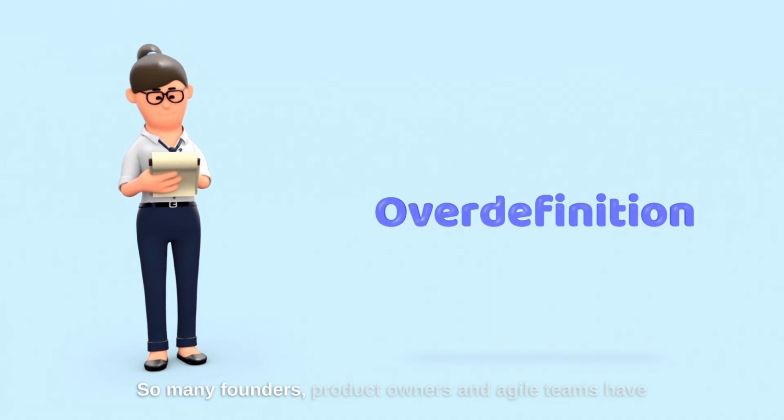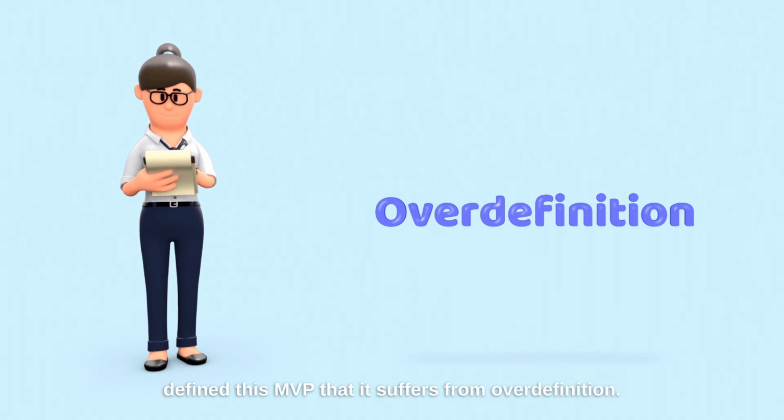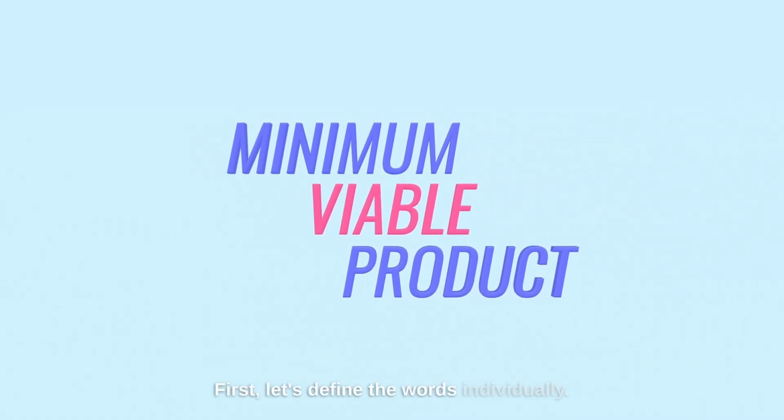So many founders, product owners, and agile teams have defined this MVP that it suffers from over-definition. Nobody knows what it means anymore, so let's try to make sense of the concept. First, let's define the words individually.